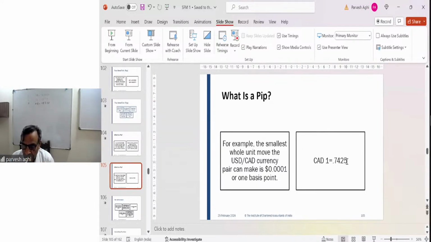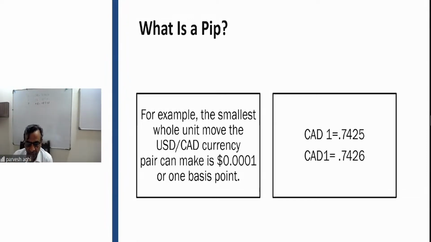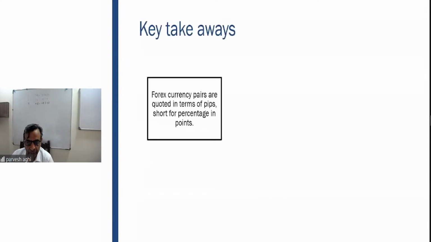Okay. Suppose now after some seconds the price moved to 0.7426. So how many pips has it moved? 0.0001. Okay. Fine. So this is the smallest movement in the currency. It has moved from 0.7425 to 0.7426. So that last digit is called the pip.